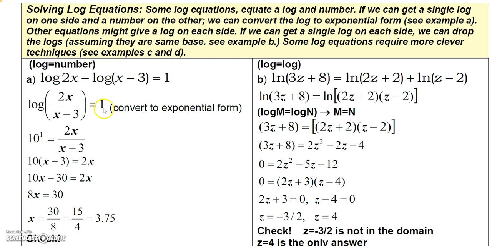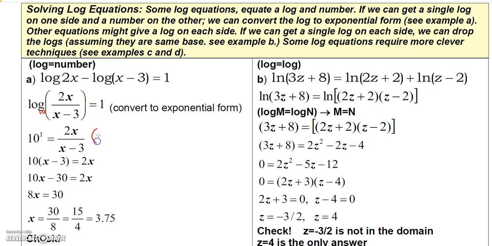Now I can convert this to exponential form, because remember, this is a common log, so it's understood to have a base 10. So I can convert this to exponential form by saying 10 to the first is equal to this argument, which is 2x over x minus 3. So there I have 10 equals 2x over x minus 3.